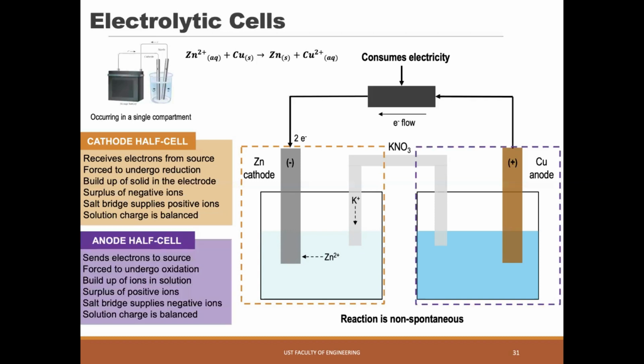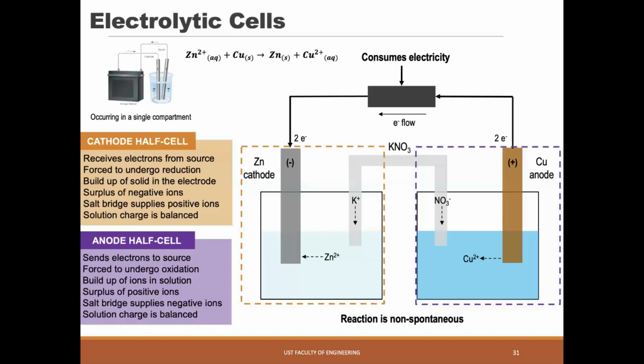So of course, our electrons would not magically appear out of nowhere. It would still be coming from the anode side. So your external circuit or your battery serves like an electron pump, which transfers the electrons from the anode again to the cathode. So your anode, as it sends off electrons to the cathode, would be forced to undergo oxidation, and there would be a buildup of ions in the solution. So this surplus of positive ions would cause the salt bridge to supply negative ions to balance out the charge. So this is what happens in an electrolytic cell.